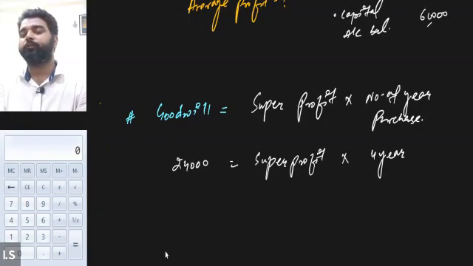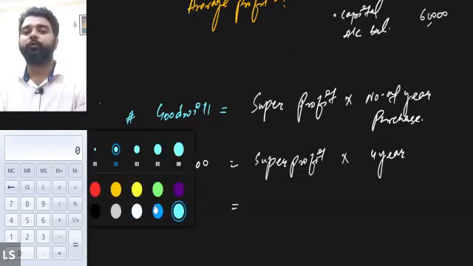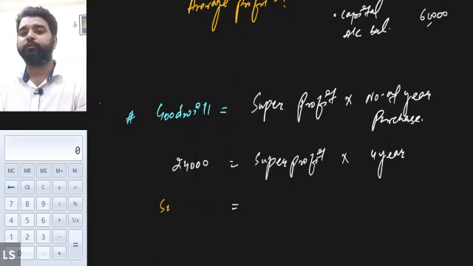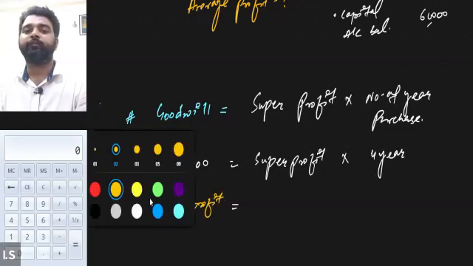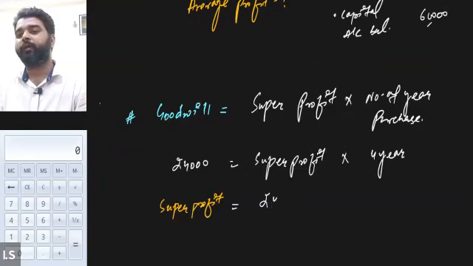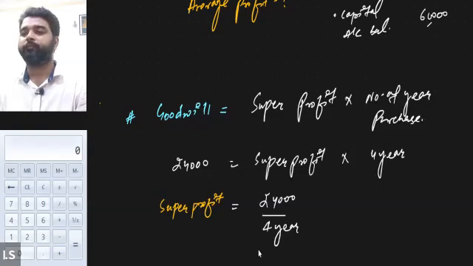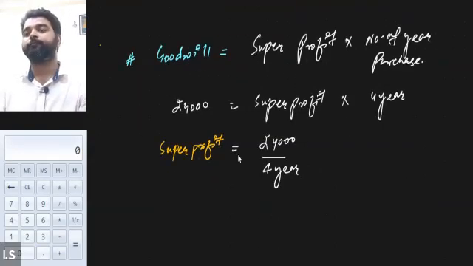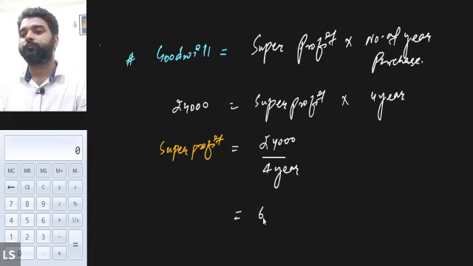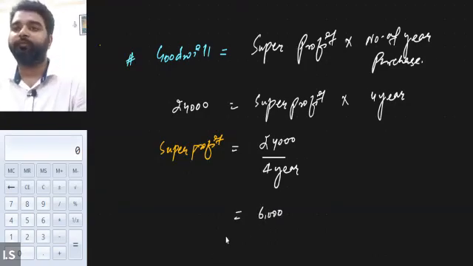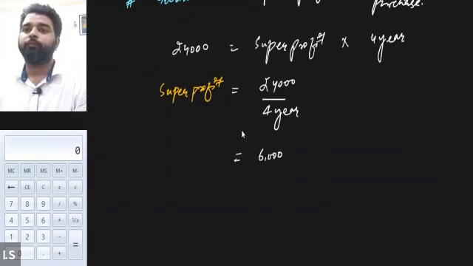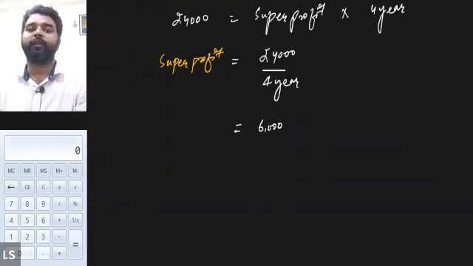Goodwill is 24,000. So tell me guys, will you be able to find out the value of the super profit using this equation? Answer is yes. Super profit will be how much? It will be, sir, 24,000. We will divide 24,000 by 4. We will get the value of the super profit. Right, everyone? Is the equation clear, all of you? Yes, sir. So 6,000 is the value of the super profit.